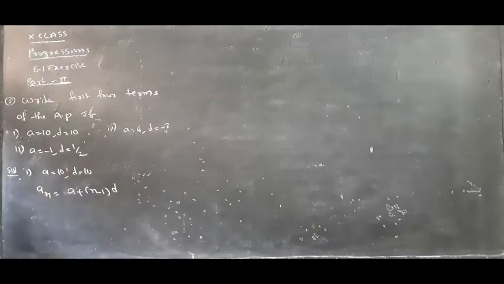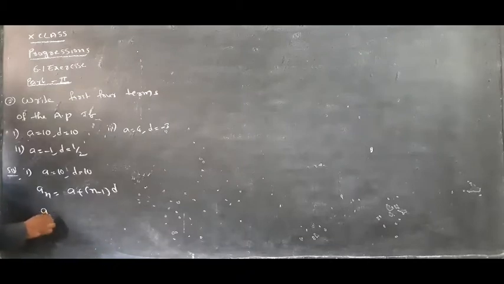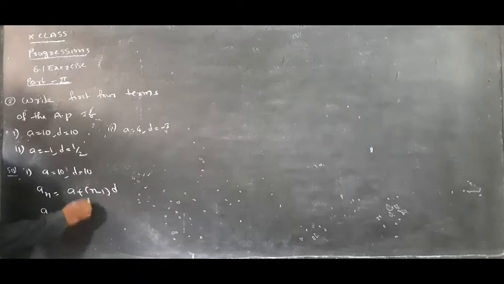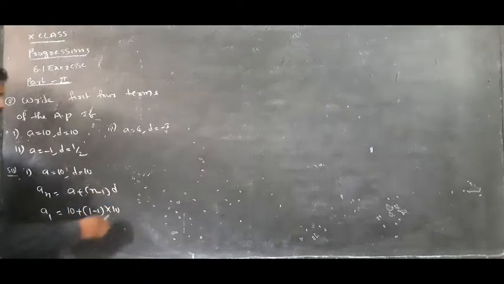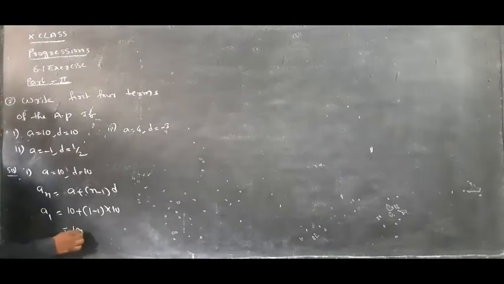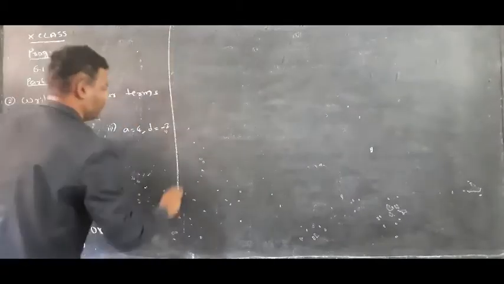Now I need the first term. So replace n by 1. A means 10, plus n minus 1 means 1 minus 1, into D means 10. That is 10 plus 0 into 10, which is equal to 10. So the first term of the AP is 10.